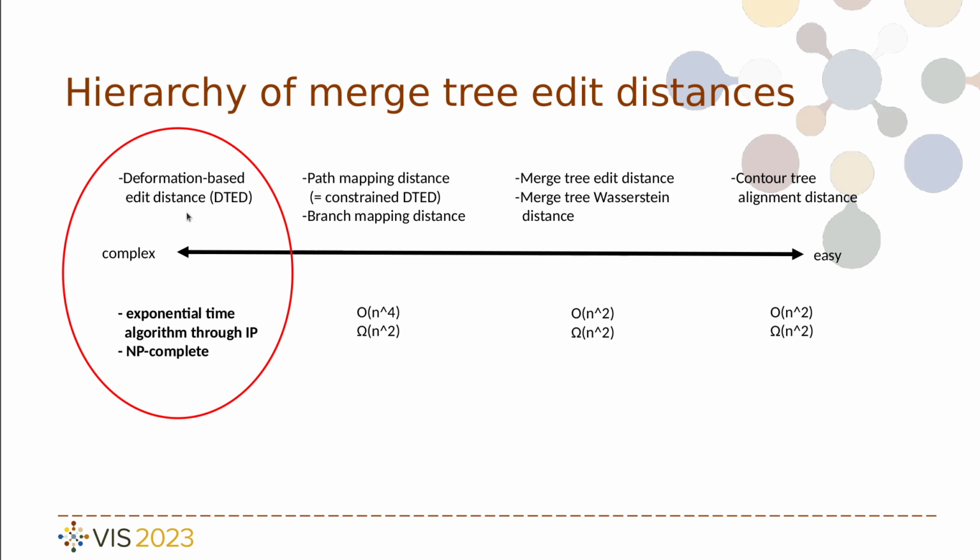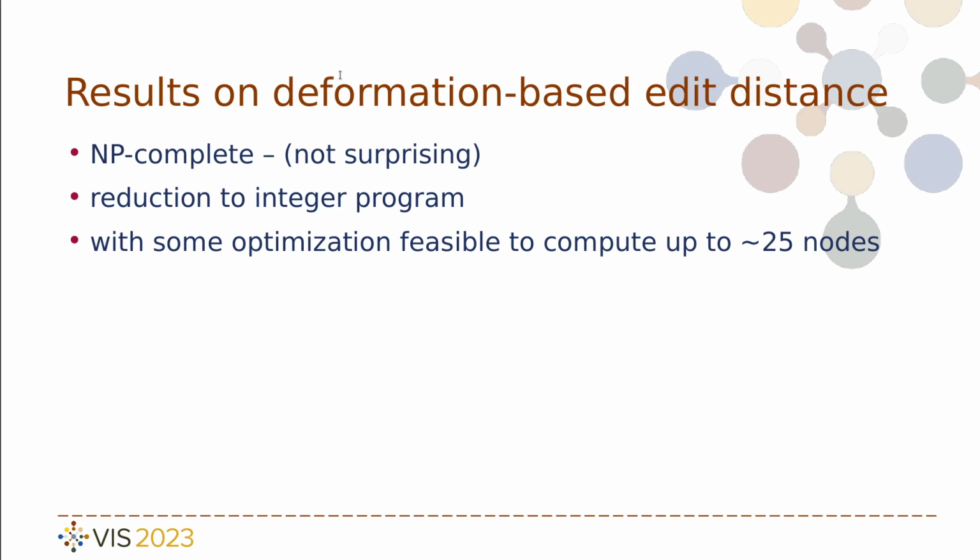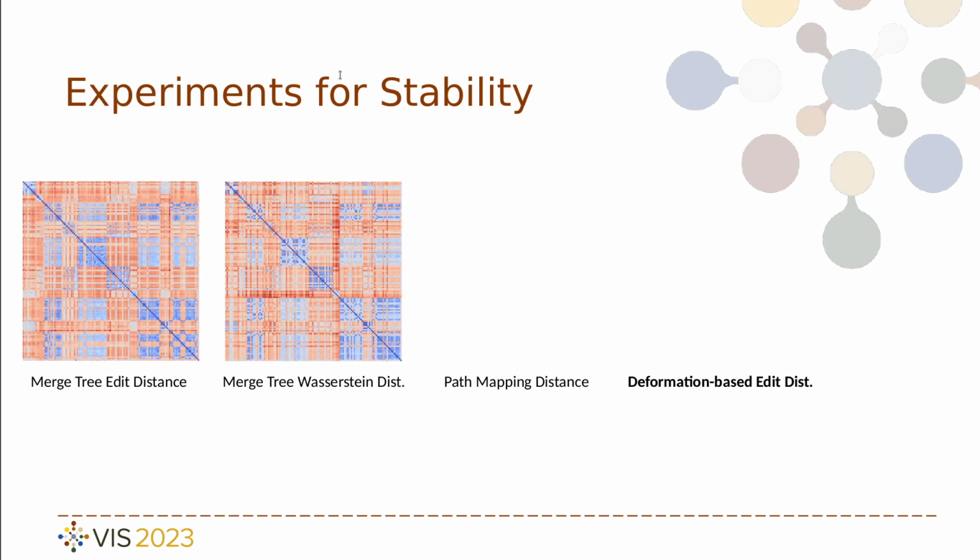Okay, so we analyzed this deformation-based edit distance, and it turns out that this is actually NP-complete, which is not too surprising because it's based on the general tree edit distance, which is also NP-complete. However, we still tried to compute it using a reduction to an integer program. And it turns out that with some optimizations, it was actually feasible to compute it up to around 25 nodes. It's still not that good, but it's enough to do some experiments. And it's enough to try to find out, is it even any better? If we invest this much computational power, do we get something out of it? And it turns out this is the case.